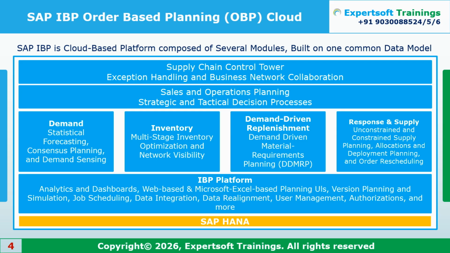So IBP is subdivided, or it contains multiple modules to handle the end-to-end supply chain. Okay, so let us see one by one. The first one is demand planning. So any idea what exactly we do in the demand planning? Forget about IBP, in general, what do we do in the demand planning, irrespective of any tool.